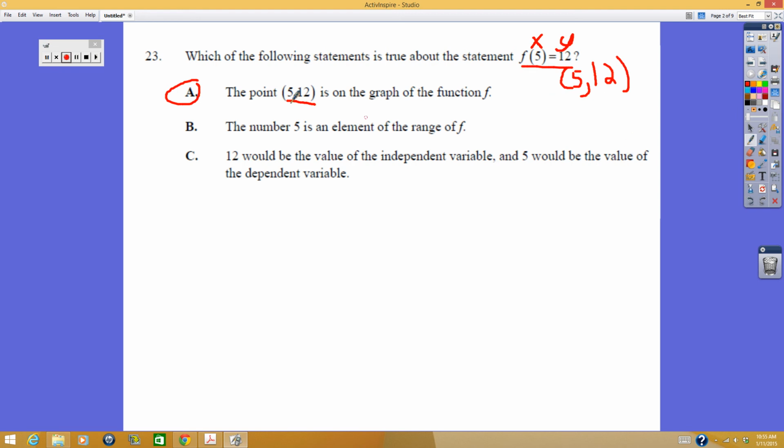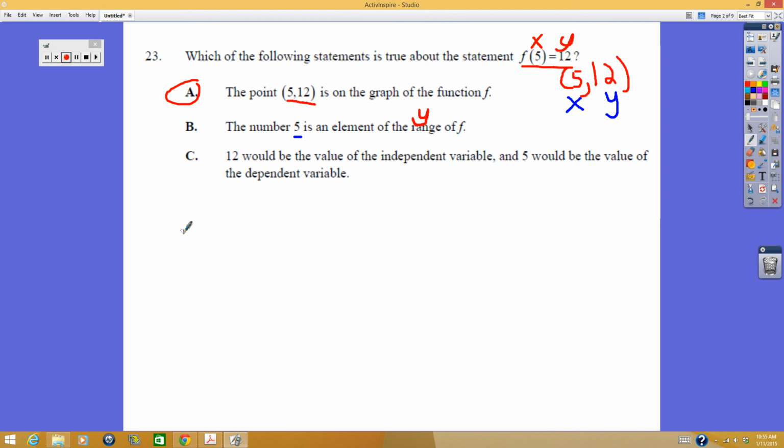Okay. The number 5 is an element of the range. Once again, they like to make things sound very complicated, but range, we know, goes on the y-axis, right? The 5 goes with the x. So the 5 is not dealing with the range. If they said the 12 is an element of the range, I would agree, because that is the y value, right? Now see, 12 would be the value of the independent variable, and 5 would be the value of the dependent variable.